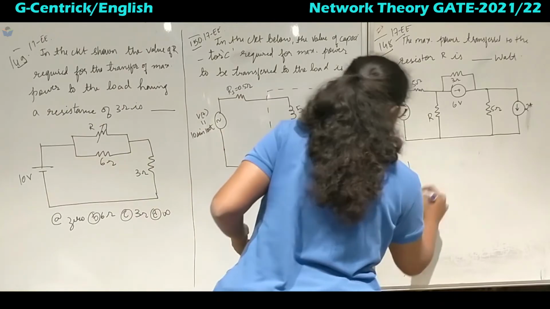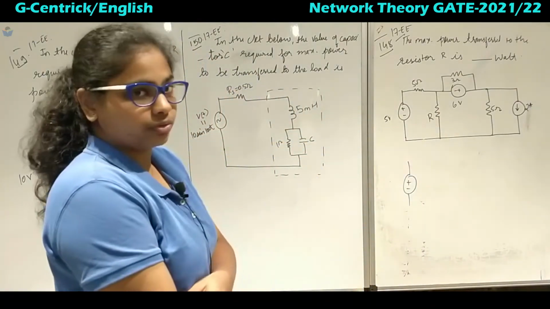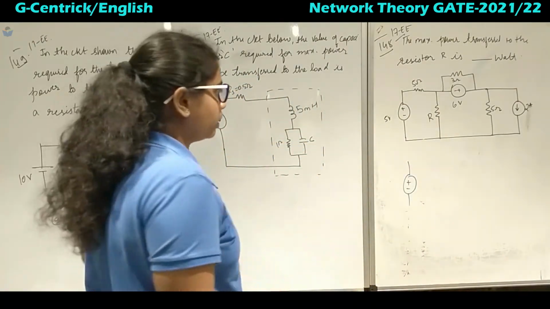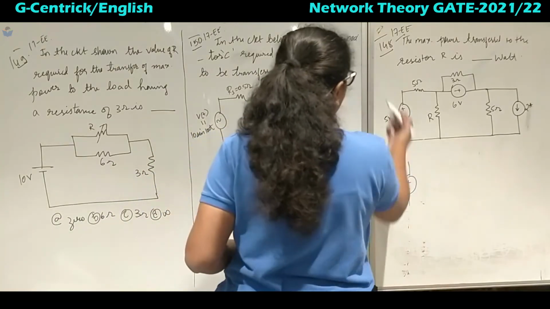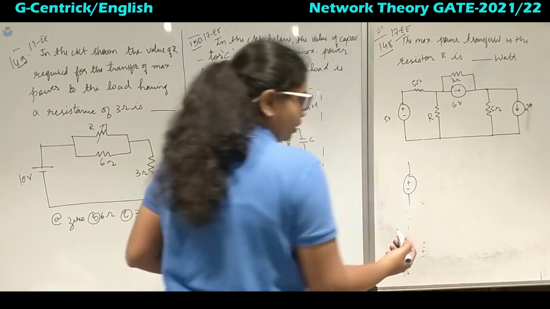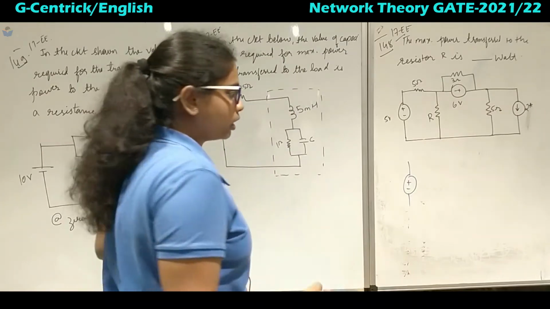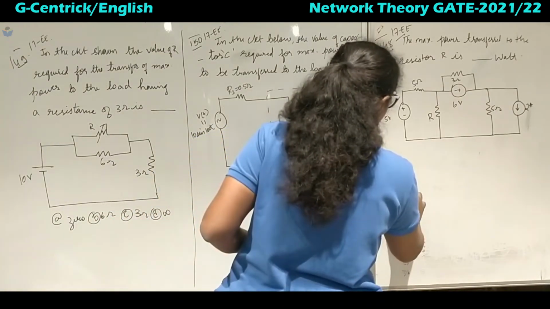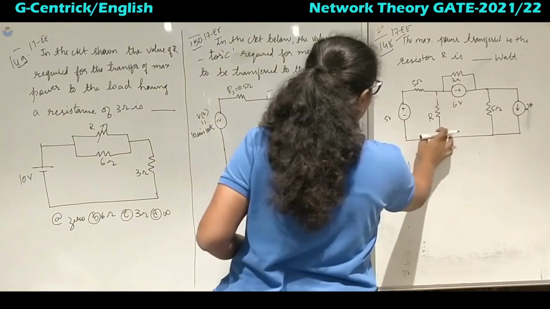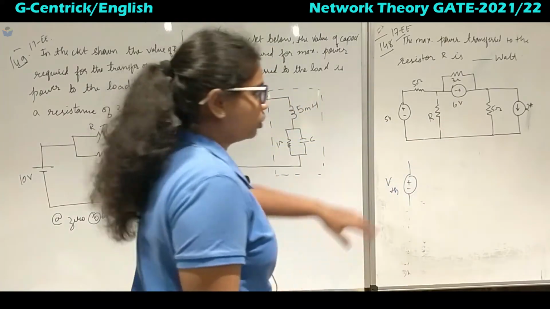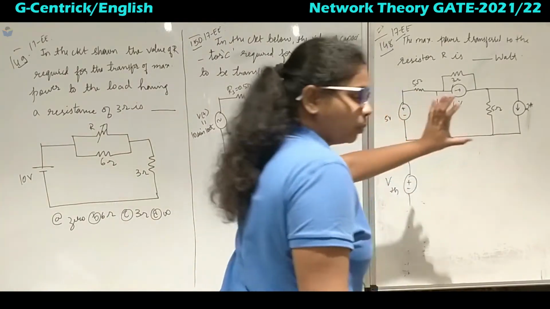So this will be, and again it is the case of the first one, which has got a resistive network. So what will be the formula for finding P max? It will be VTH square divided by 4 times RTH. So this will be replaced with VTH, and here it will be open circuit. So we are replacing this R with open circuit.